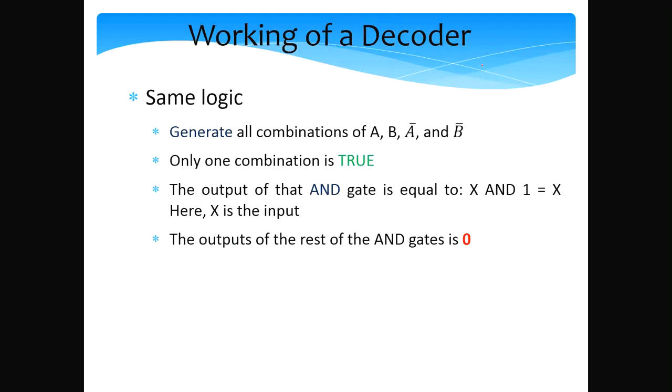So this slide again summarizes the working of the decoder, which I'll just repeat. The logic is the same as the multiplexer, which is to generate all combinations of A, B, A complement and B complement. Only one of the combinations will be true. The output of the AND gate corresponding to that combination will be equal to x ANDed with 1, where x is the input, and x AND 1 is equal to x. And the outputs of the rest of the AND gates will be 0.